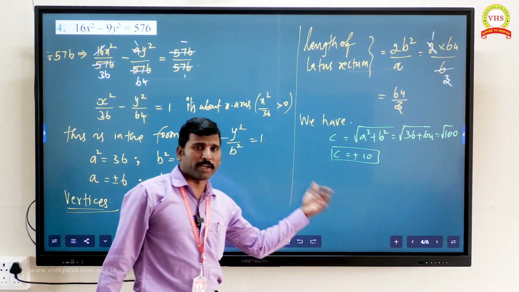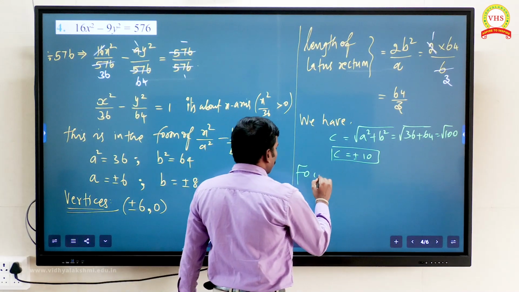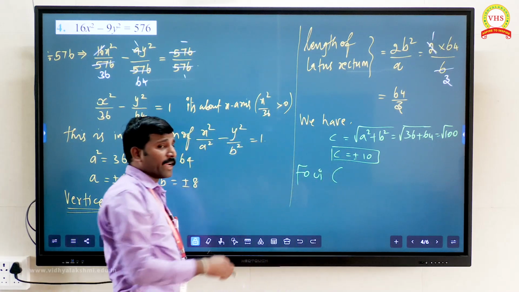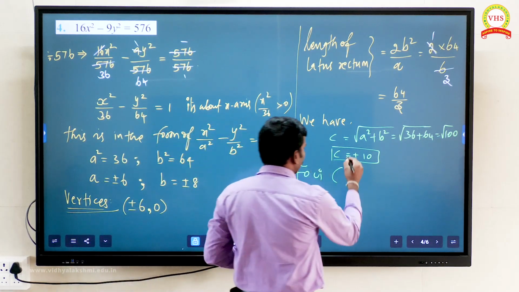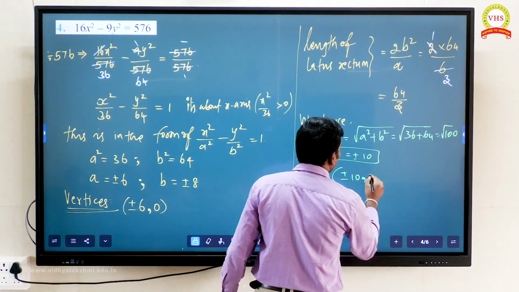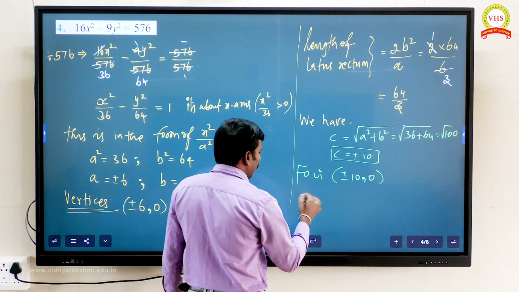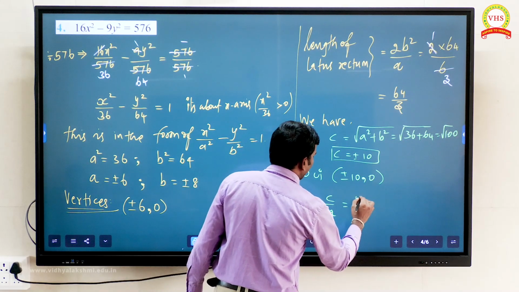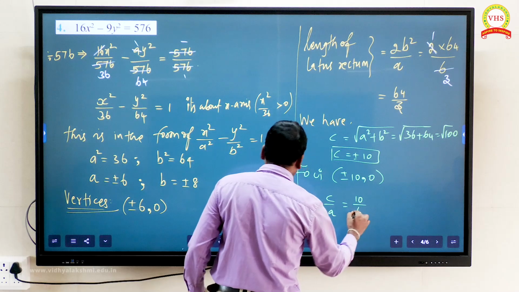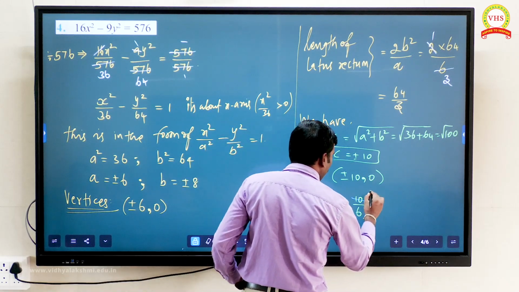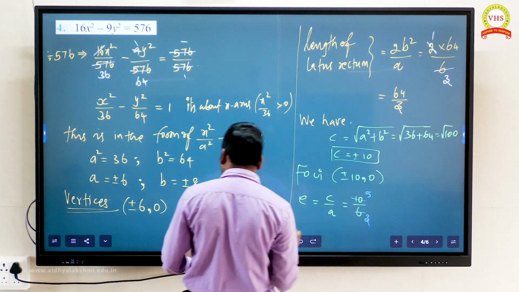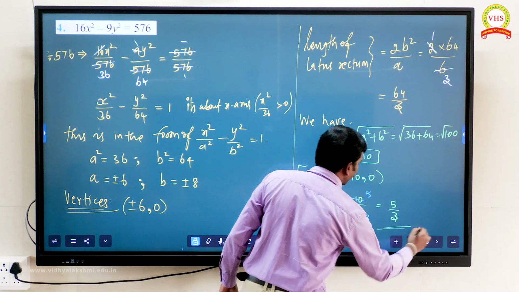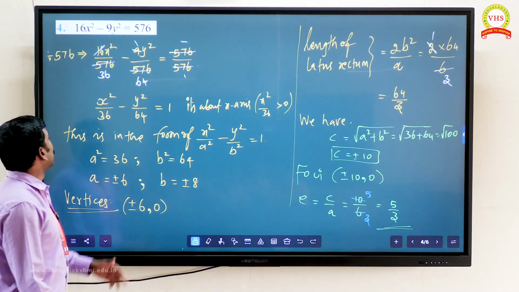By using that, we have to find the foci. It is about the x-axis, right? Then the foci are c comma 0. The c value is plus or minus 10, so plus or minus 10 comma 0. This is the foci. And eccentricity e equals c divided by a. The c value is 10 and the a value is 6. So after cancelling, 5 times 2 and 3 times 2, which equals 5 divided by 3. That's our required answer for the fourth one.